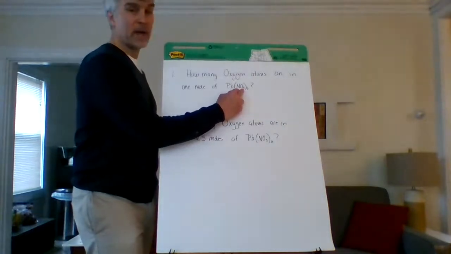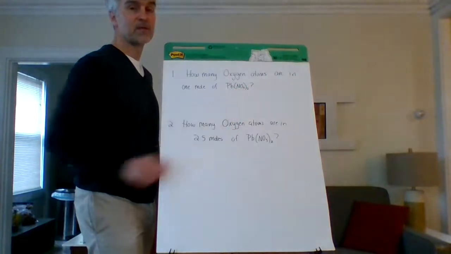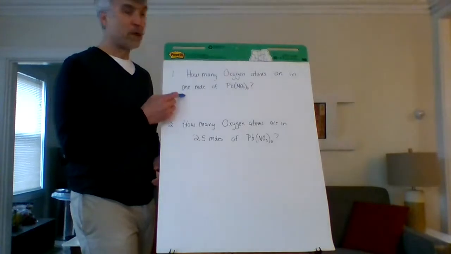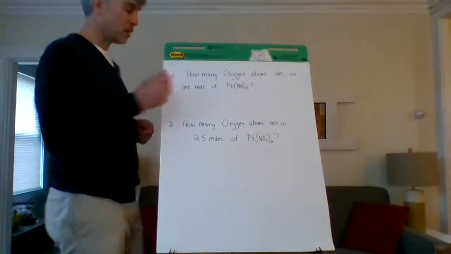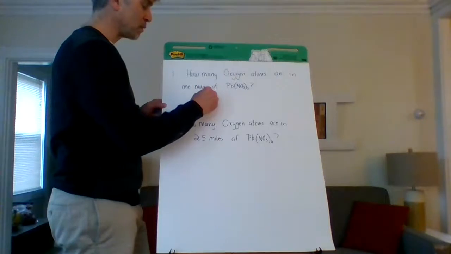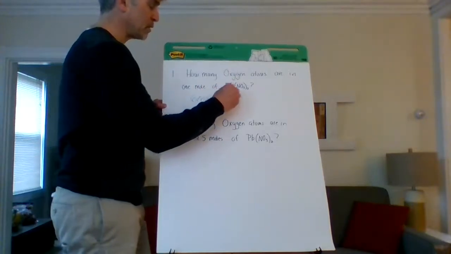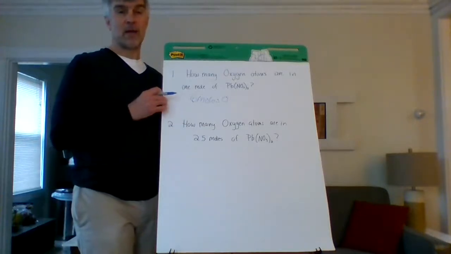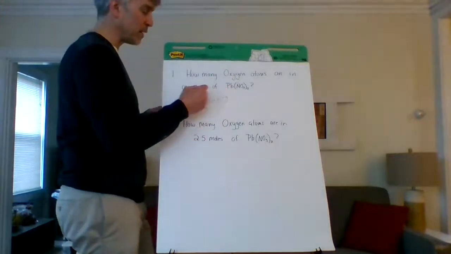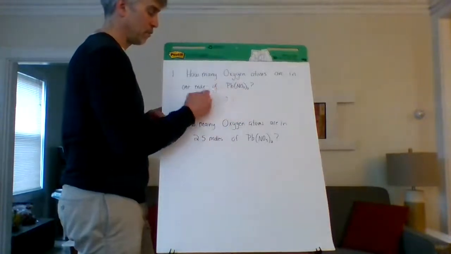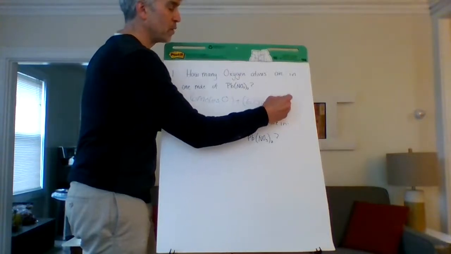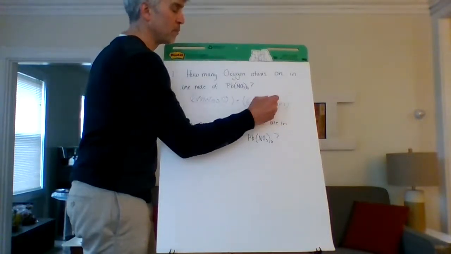Well, 1 NO3 has 3 oxygen atoms. There's 2 NO3s, so that's a total of 6 atoms of oxygen per molecule. So in 1 mole of Pb(NO3)2, we have 6 moles of oxygen. Now, if we want to figure out how many atoms that is, we would multiply this by the number of molecules in 1 mole, which we all know is 6.02 times 10 to the 23rd.